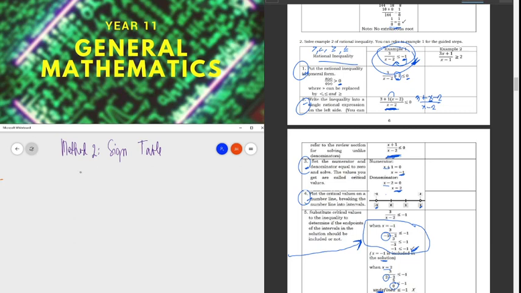In example 2, we are given (3x + 1)/(x - 1) greater than or equal to 2. Step 1, we're going to have it in the general form, so we better transfer the 2 to the left side. So we have (3x + 1)/(x - 1) - 2 greater than or equal to 0. That's step 1.